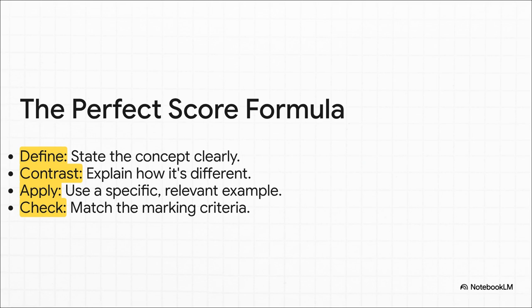First, you define the key terms, nice and clear. Second, you contrast them, show how they're different, like we did with authentication and authorization. Third, you apply your knowledge with a killer example, like our mobile app startup. And finally, the most important step, check. Reread the question. Does it ask for an advantage and a disadvantage? Did you give them both? This formula is your guarantee that you won't leave any easy marks behind.